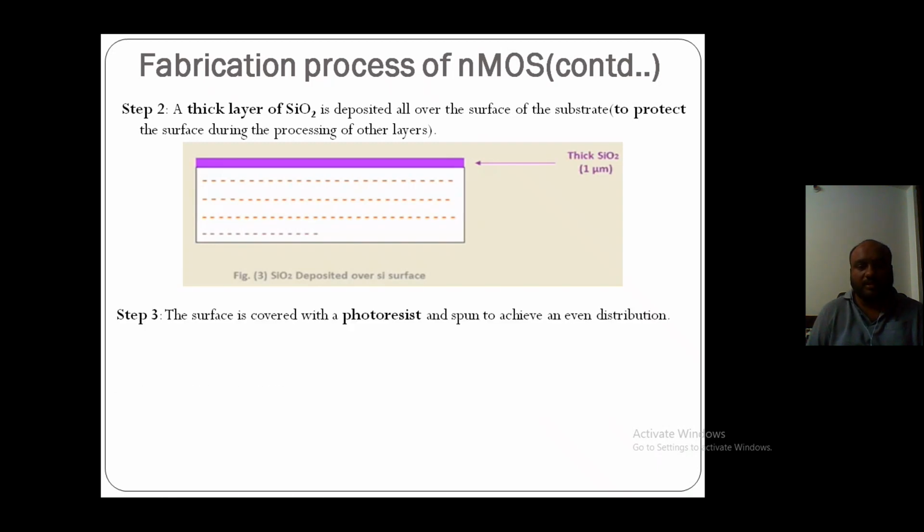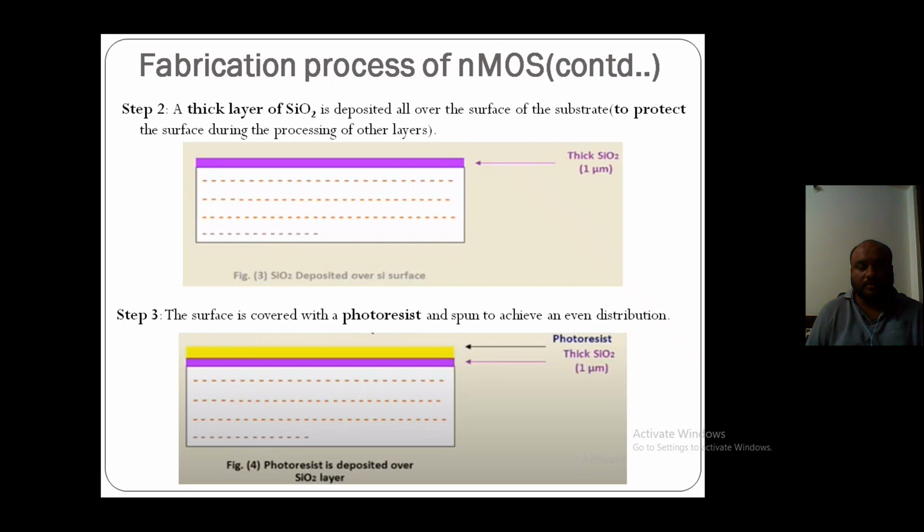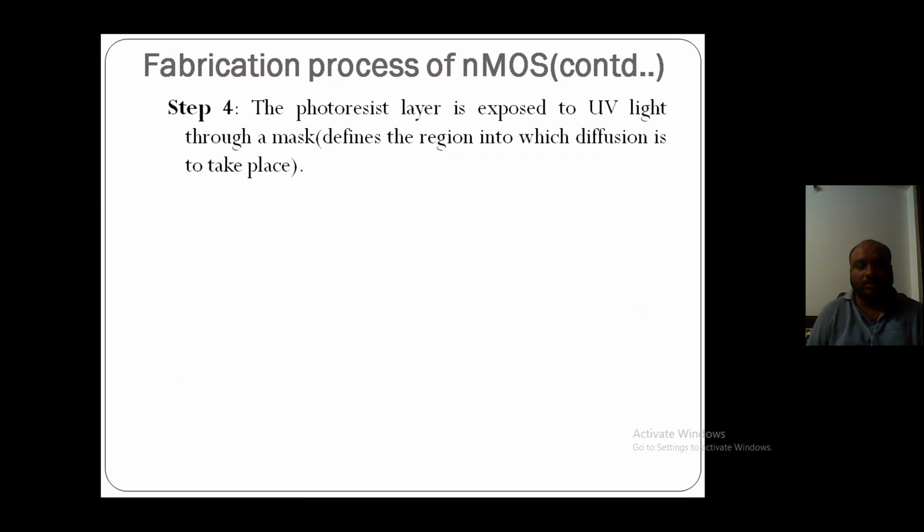Step 3, the surface is covered with a photoresist and spun to achieve an even distribution throughout the wafer. Figure 4 represents the photoresist is deposited over the silicon dioxide layer. Step 4, the photoresist layer is exposed to ultraviolet light through a mask. This mask defines the region into which diffusion is to take place.